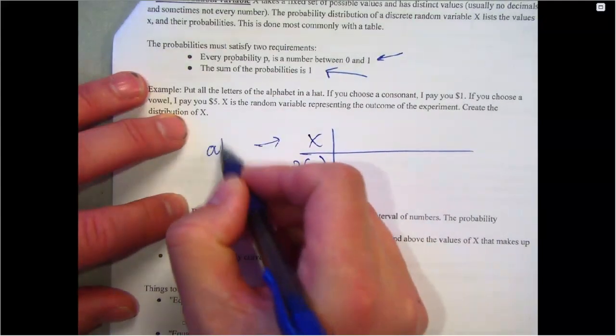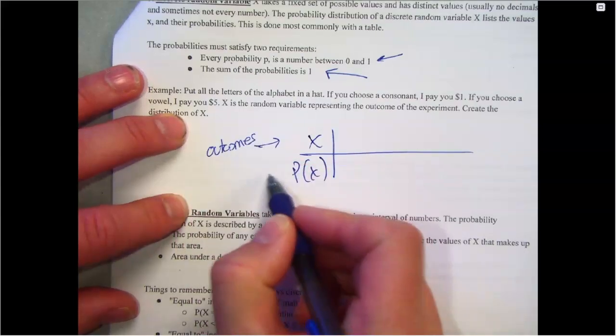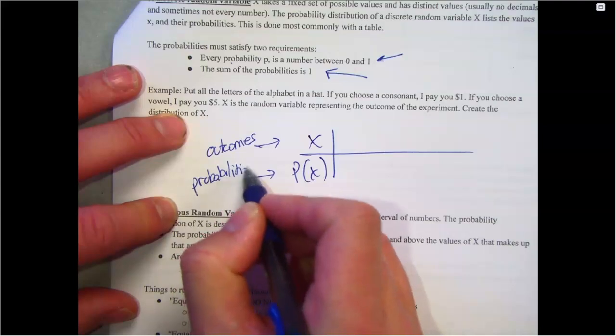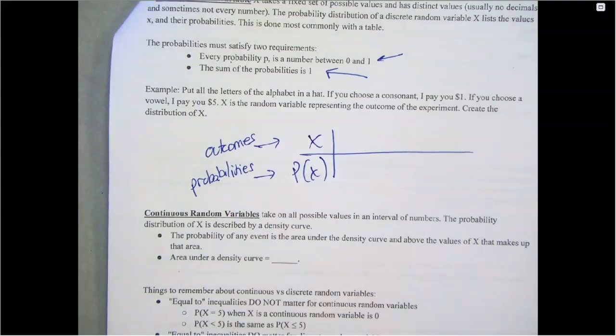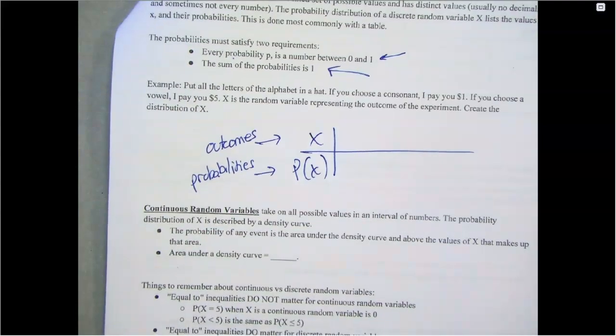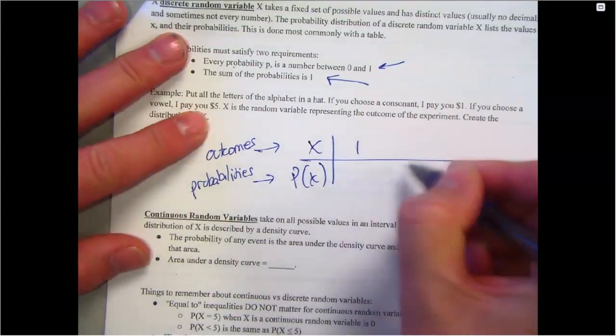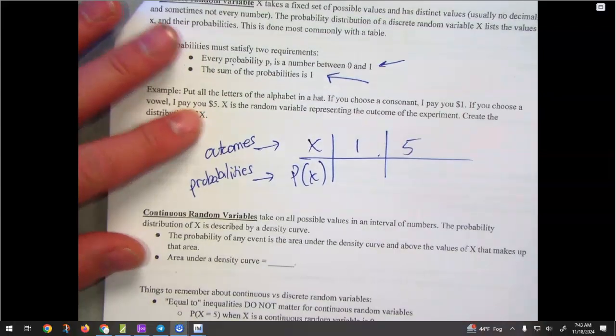So the outcomes go on top. Probabilities go on the bottom. There are 2 possible outcomes, which are 1 and 5. You might win 1, you might win 5. Those are your 2 options.